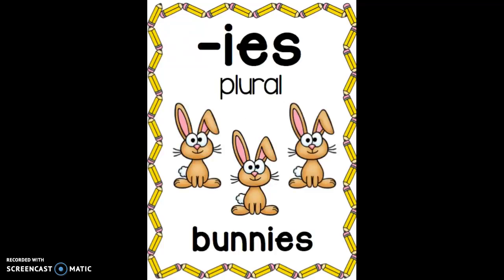A third way to make a word plural, or more than one, is to add this suffix, ies. I-E-S makes this sound, ees, like in the word bunnies. Normally, the word bunny is spelled B-U-N-N-Y, and that means one. But if you have more than one, you take off the Y and you add I-E-S, bunnies.